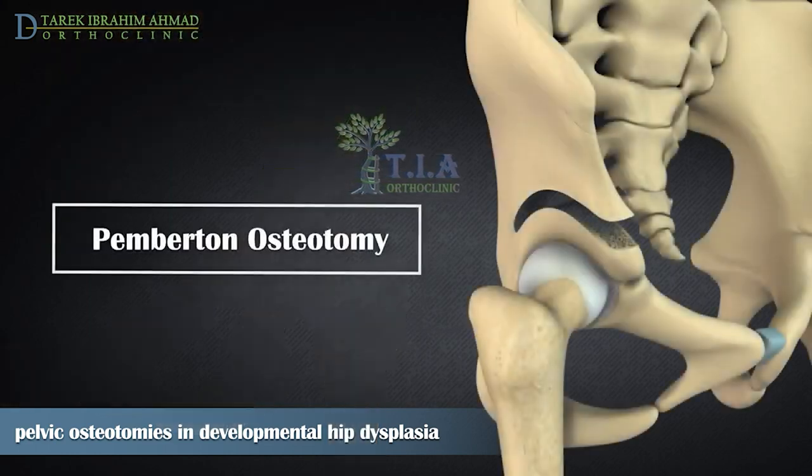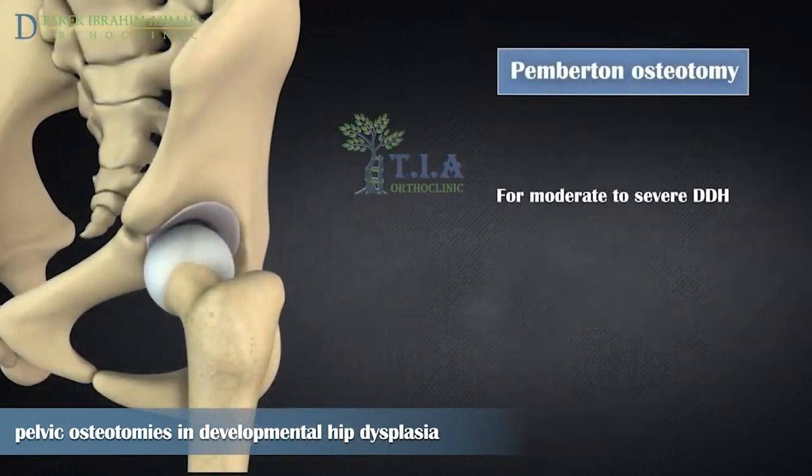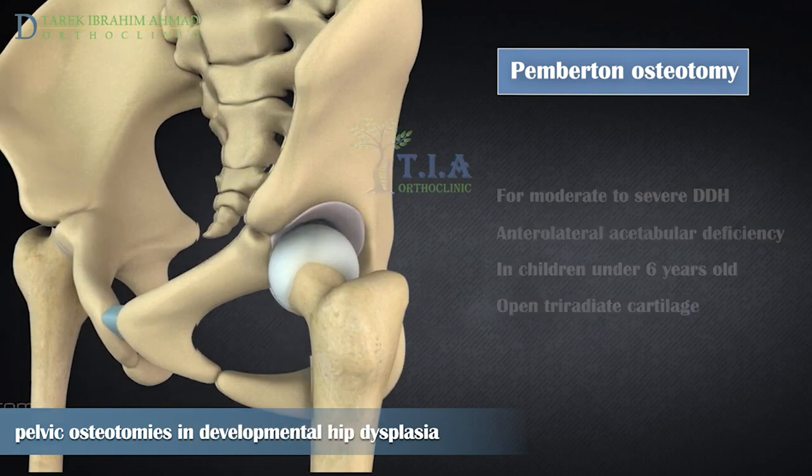Pemberton osteotomy. Pemberton osteotomy is recommended for moderate to severe hip dysplasia in children under 6 years old with open triradiate cartilage.